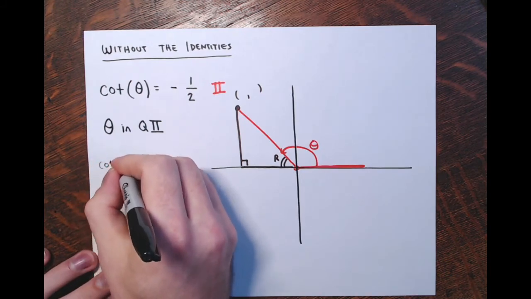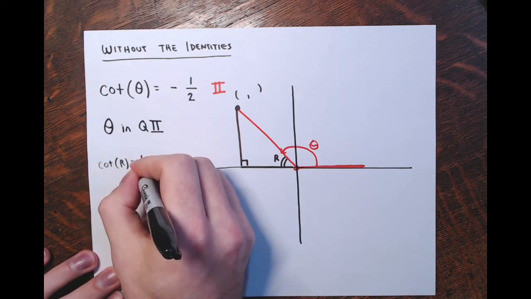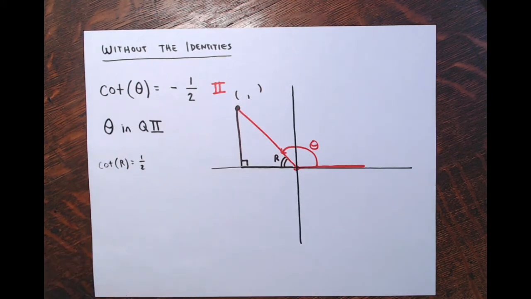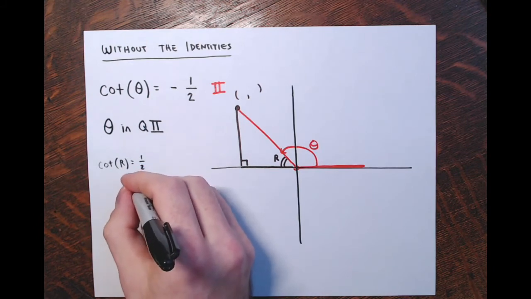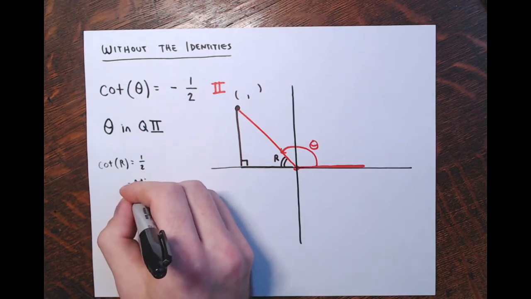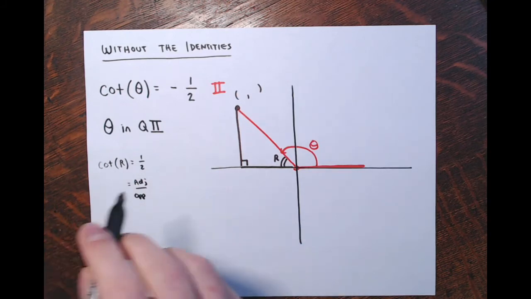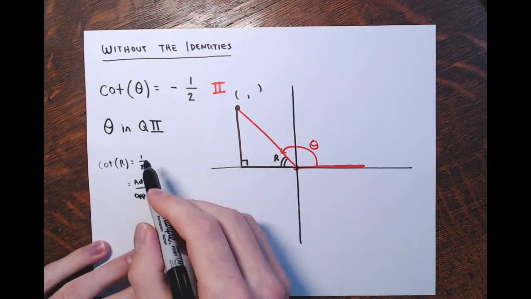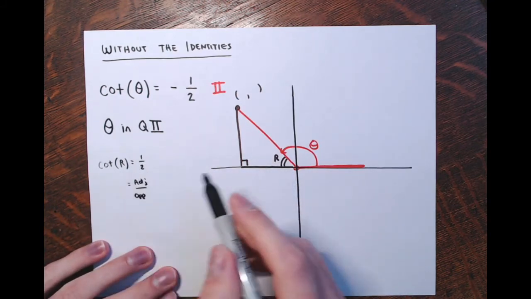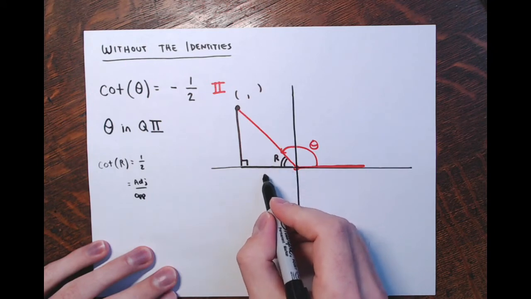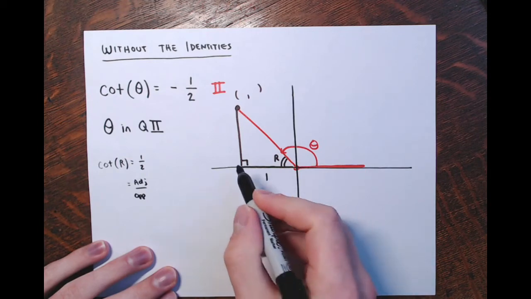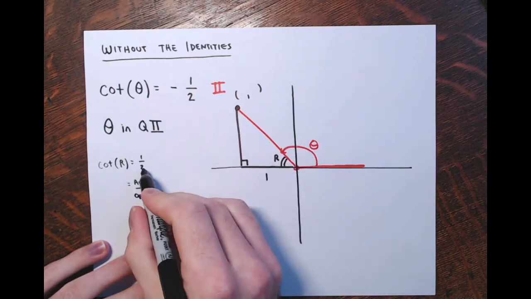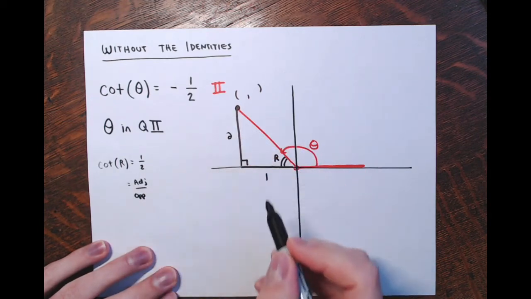the cotangent of the reference angle needs to be a half, the positive half. Now, if you recall, cotangent was adjacent side divided by opposite side. So on my picture here, I'll just have the adjacent length be 1 unit. So the adjacent length to the reference angle is 1 unit, and then the opposite side, the denominator, is 2 units.